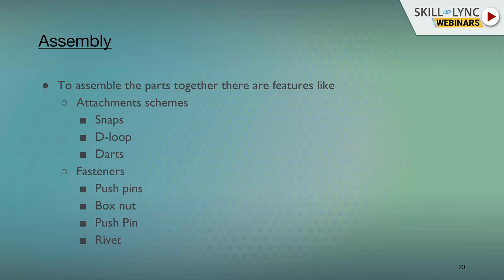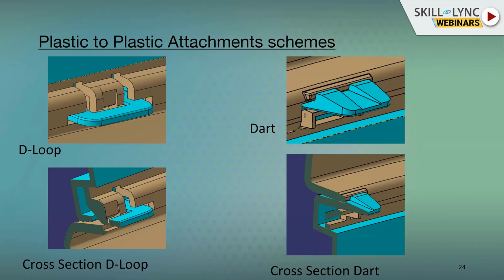One is the attachment features, which are kind of hook features used to attach components to each other. For example, we have snaps, D-loops, and darts. Another type uses fasteners, screwing the components together, sort of. For example, we have push pins, box nut, and rivet. In this image, I have given you a plastic to plastic attachment scheme.